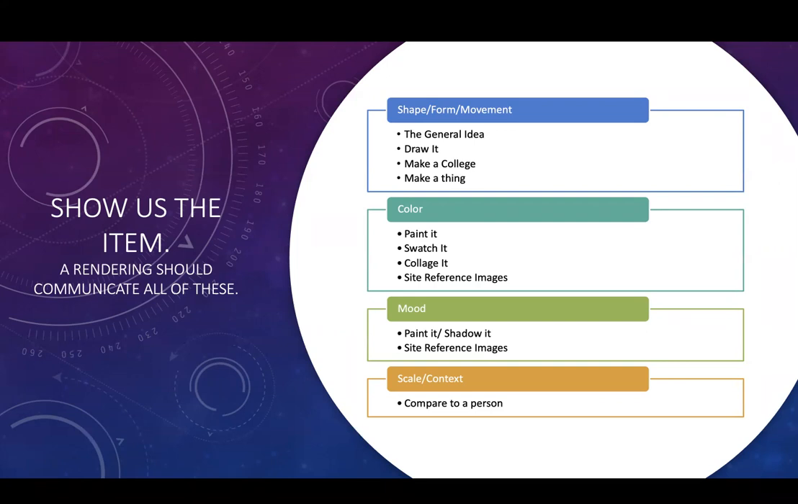Generally, also, your renderings are expected to convey mood, meaning that whether you paint it or shadow it or use reference images that you cite, you give an idea of the mood, the atmosphere, or the vibe of what you want this design to feel like.